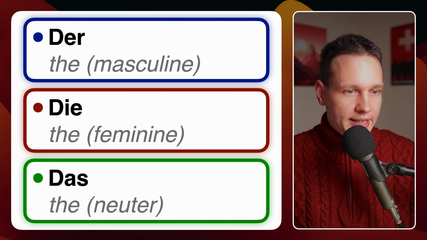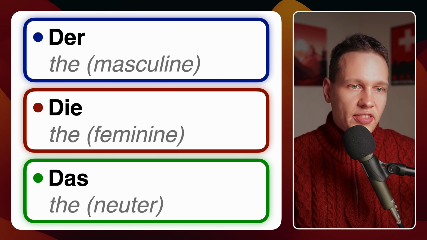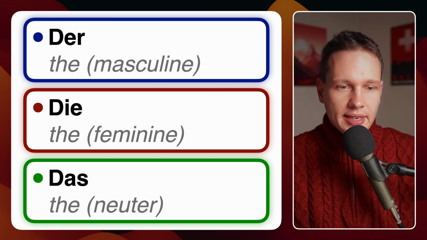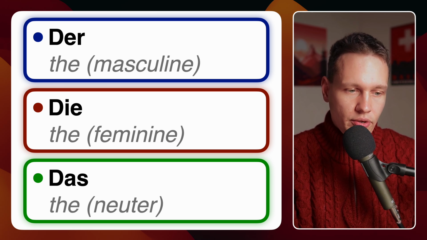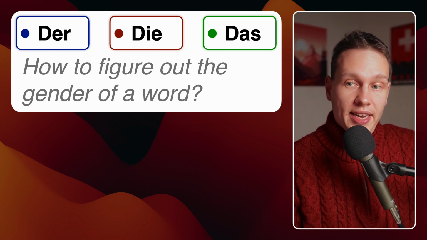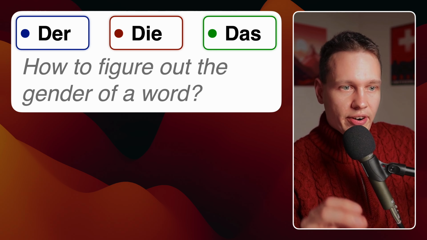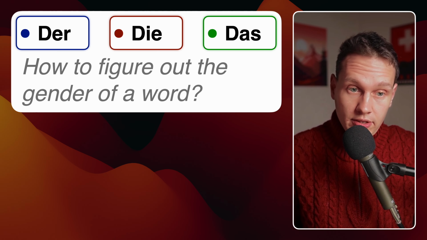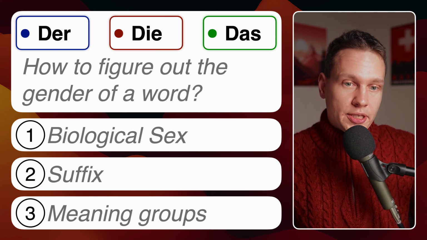And so let's jump into the topic, which is der, die, das. We have the masculine, that's der, and the feminine, that's die, and the neuter, that's das. And so the big question is, if you have any word, how do you figure out what's the gender? And I tell you the best way to do it is to look at 3 steps.